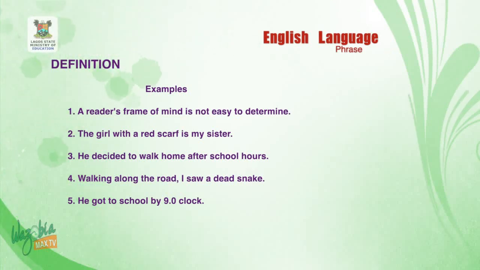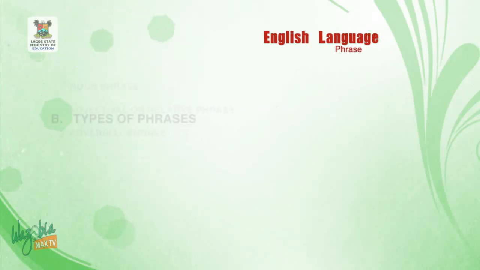All these phrases do not have finite verbs. The first one, there's no verb at all. The second one, no verb. The third one, no verb. The next one has a gerund. Now let's go for types of phrases.